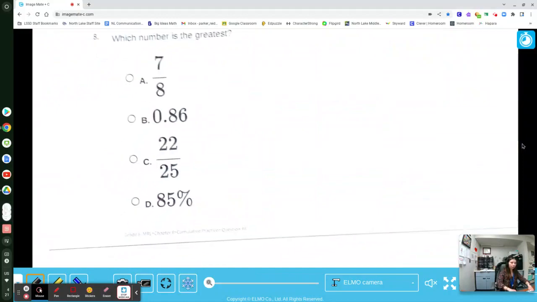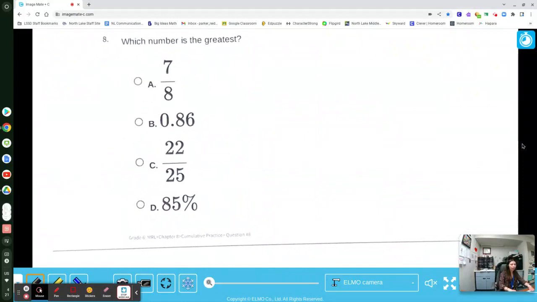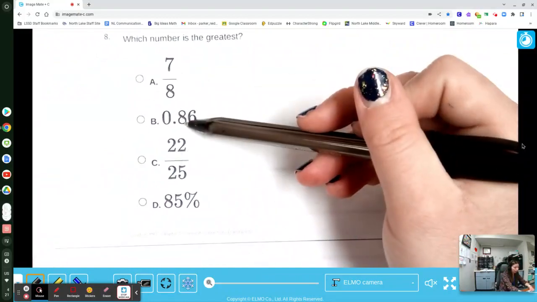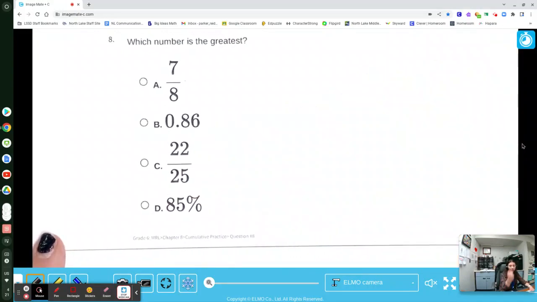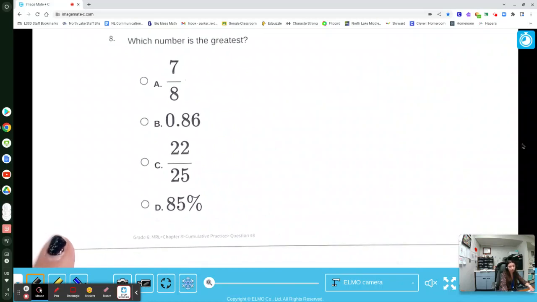Number 8, which number is the greatest? So I have a fraction, or two fractions. I have a decimal and I have a percent. So what I'm going to do is change them all into the same form to more easily compare. In my opinion, it's going to be, at least for me, the easiest to change them into percents.